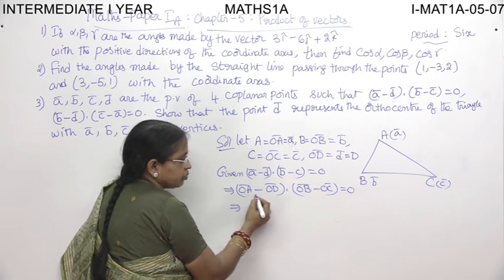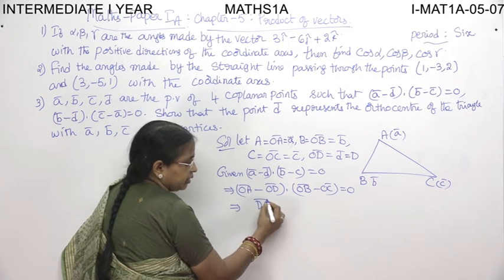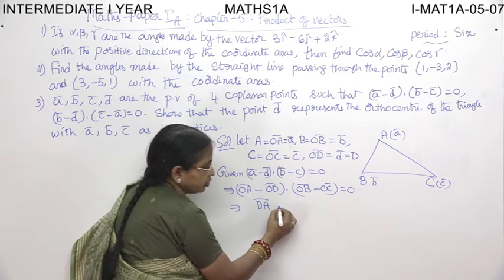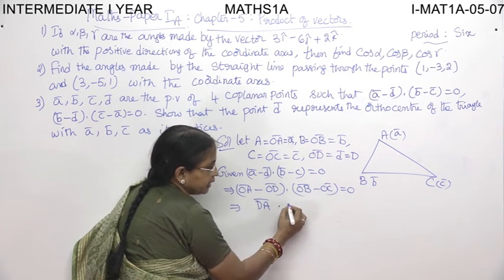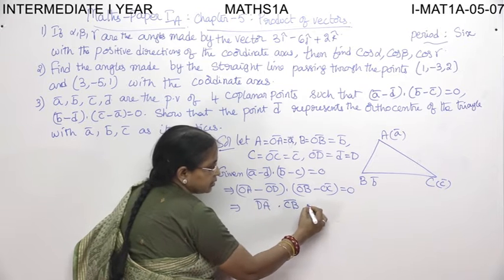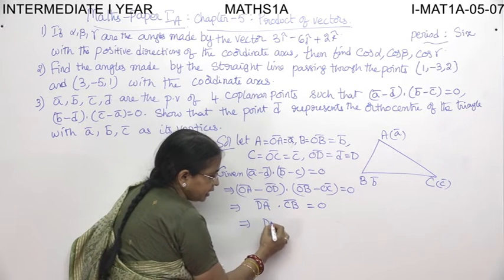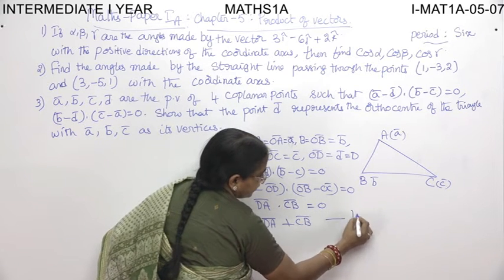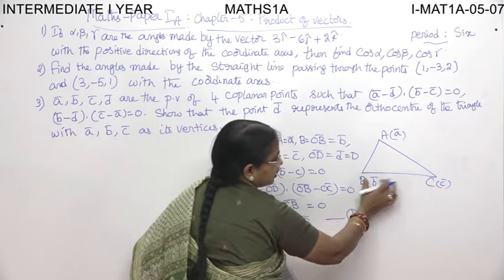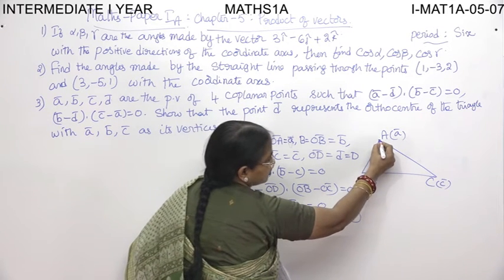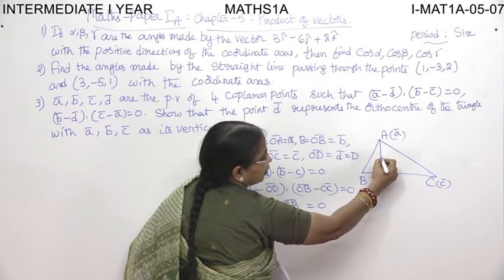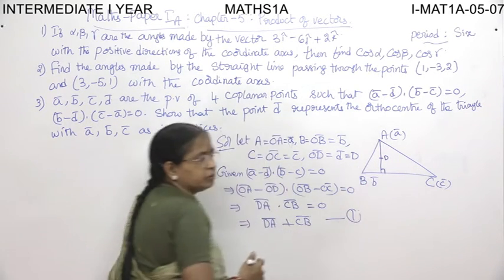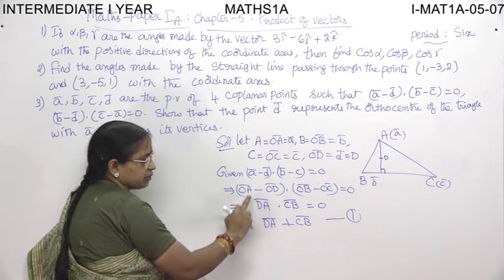So, what is OA minus OD? It is the DA vector, because it is position vector of terminal point minus position vector of initial point. And what is OB minus OC? It is the CB vector. So, DA dot CB is equal to 0. That means DA is perpendicular to CB. So, you have CB, or BC, and through A you are drawing DA. DA is perpendicular to BC. So, from the first given equation, we proved this.